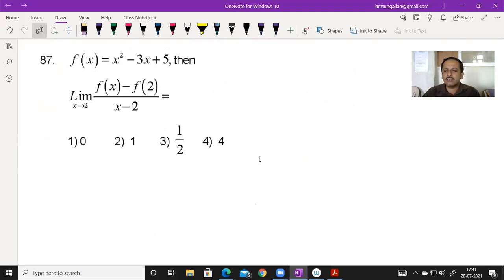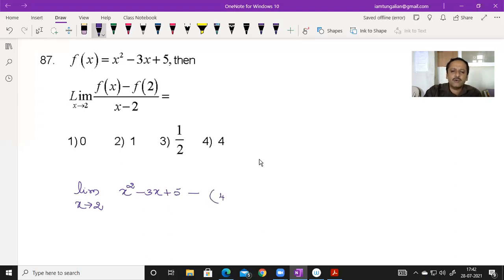Okay, let's have a look at question number 87. F of x is equal to x square minus 3x plus 5. Then limit x tends to 2, f of x minus f of 2 divided by x minus 2. So you substitute what is f of x and what is f of 2. F of x is nothing but x square minus 3x plus 5 minus f of 2. F of 2 is 4 minus 6 plus 5. Divided by x minus 2. I have not applied the limit or used L Hospital's rule so far. I'm just writing what is f of x and what is f of 2. Now x square minus 3x plus 5, minus 3, which gives 9 minus 6, 3, 5 minus 3, 2. X square minus 3x plus 2.